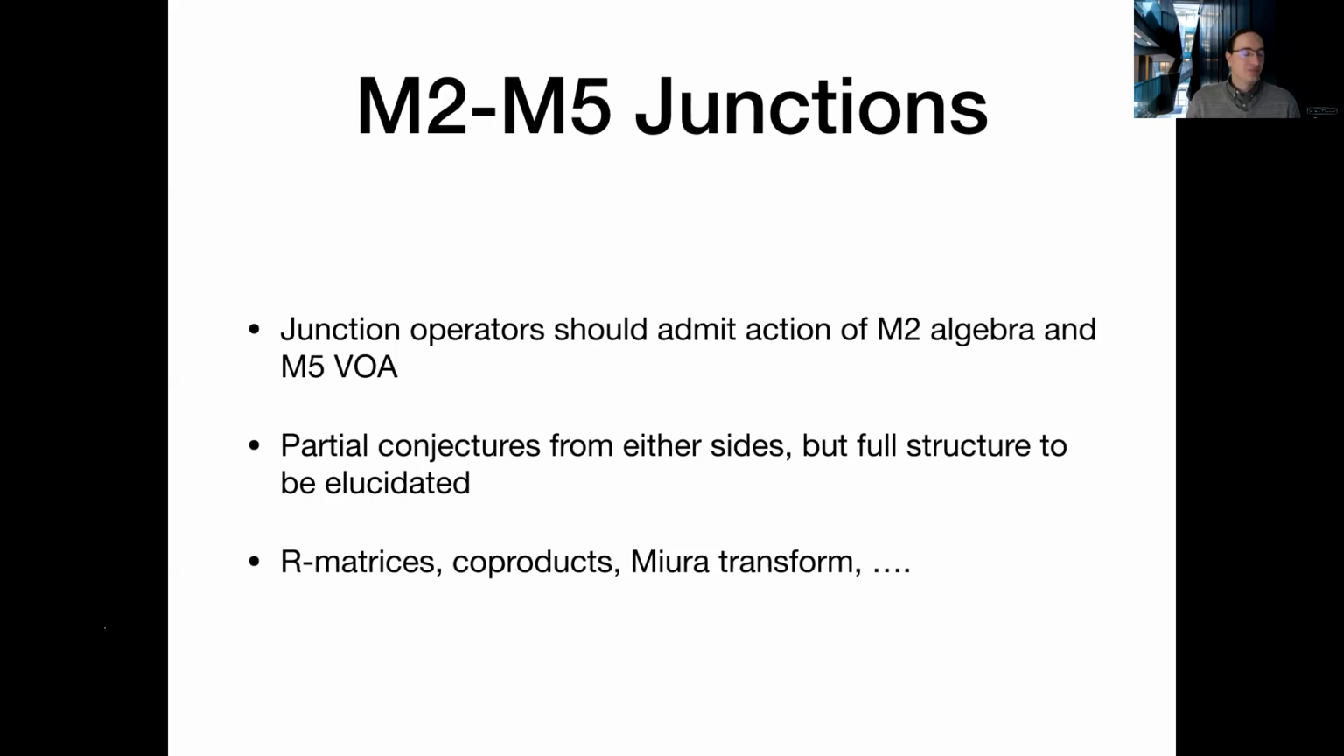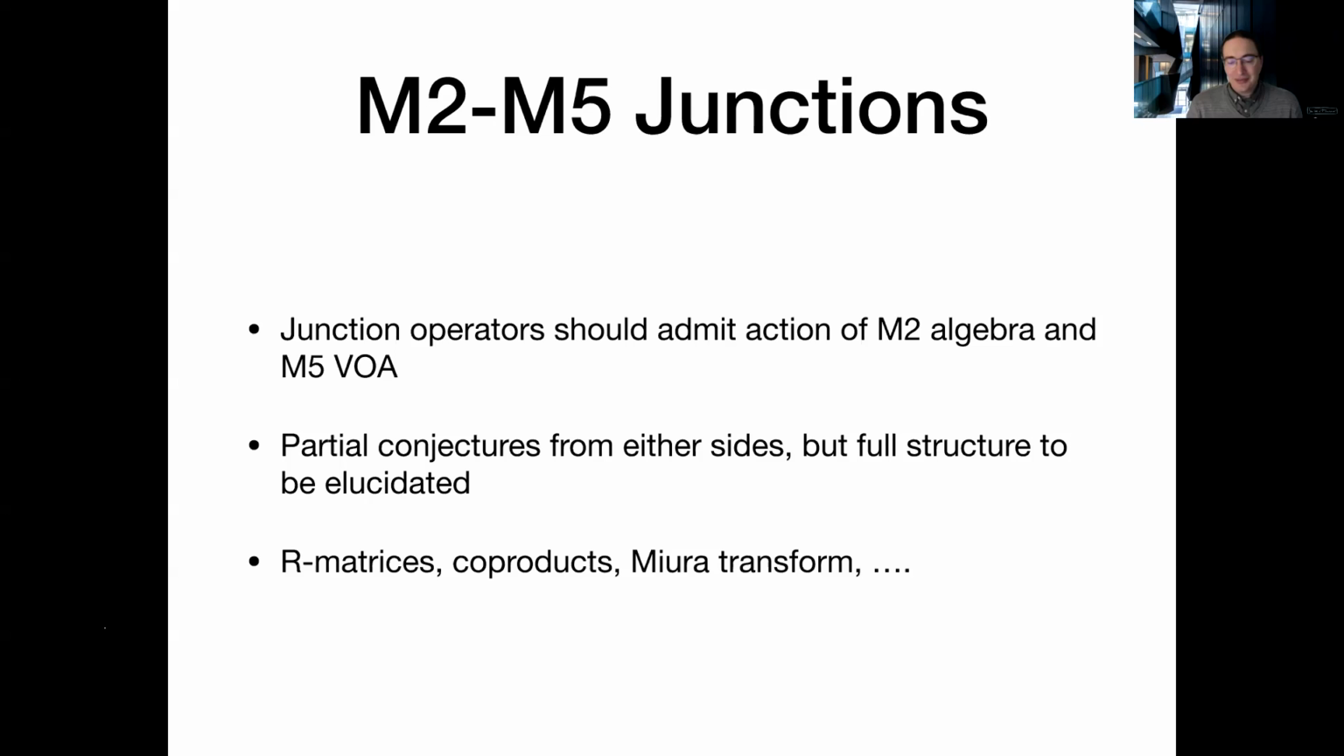These would be point-like objects where the string meets a line. So there should be operators at the junctions which admit an action of both operators on the M2 brane and operators on the M5 brane. And somehow these actions must satisfy some properties in order for the whole thing to be gauge invariant. Unfortunately, which properties has not been worked out at all. So the sort of causal duality for junctions has not been studied yet.